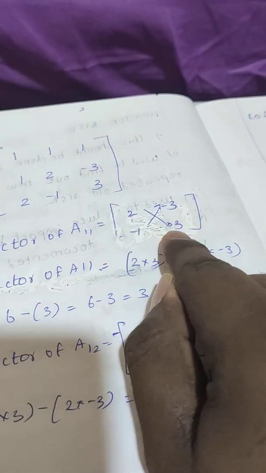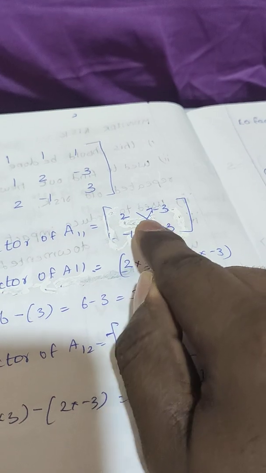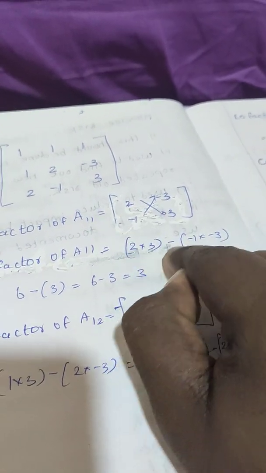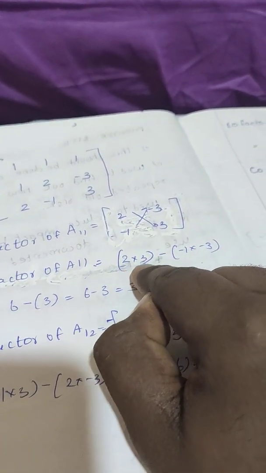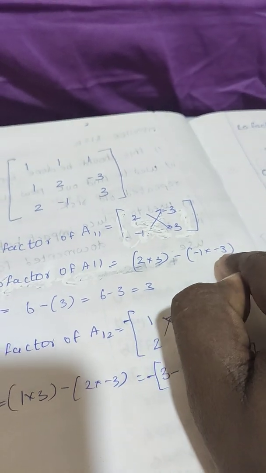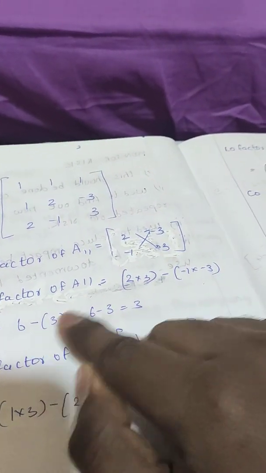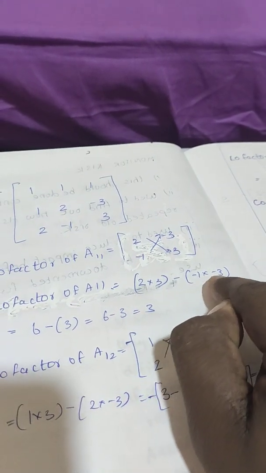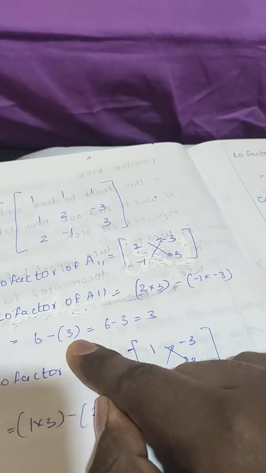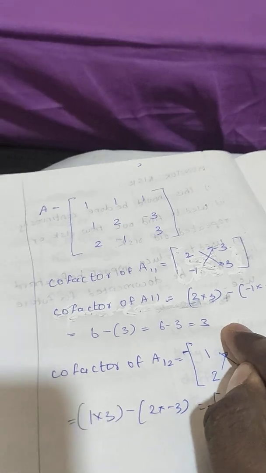2 into 3, and minus 1 into minus 3. So 2 into 3 minus of minus 1 into minus 3. 2 into 3 is 6. Minus of minus 1 into minus 3 should be 3. So 6 minus 3 is 3. This is the first cofactor, of the element 1.